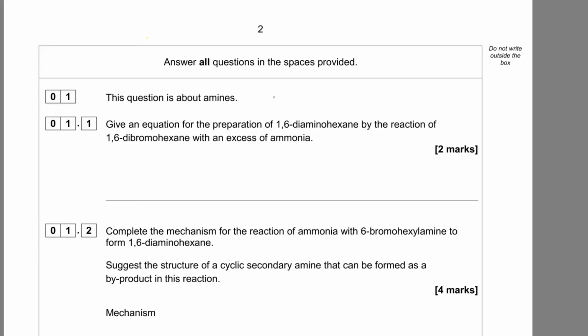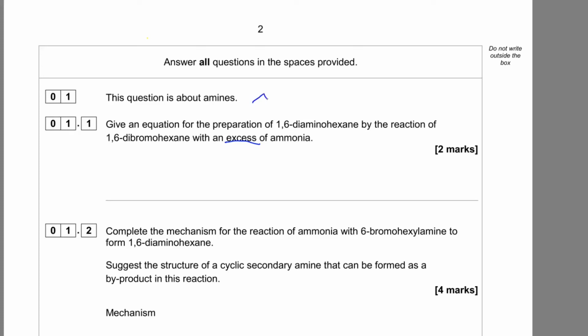So here we are with question 1. Give an equation for the preparation of 1,6-diaminohexane by the reaction of 1,6-dibromohexane with an excess of ammonia. Okay, so this is a key thing that we've got to remember on this one. They've mentioned it for a reason. So let's just draw some things out. We'll start with dibromohexane. Let's start with that one.